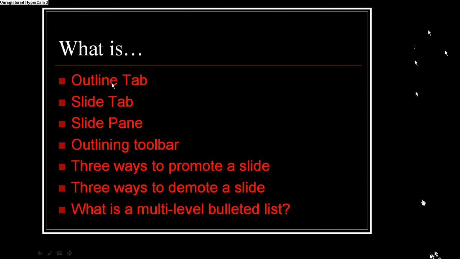So what is the outline tab, the slide pane, the outlining toolbar? What are 3 ways to promote a slide? What are 3 ways to demote a slide? And what is a multi-level bulleted list? Well, let's start answering these questions. Those are all good questions.